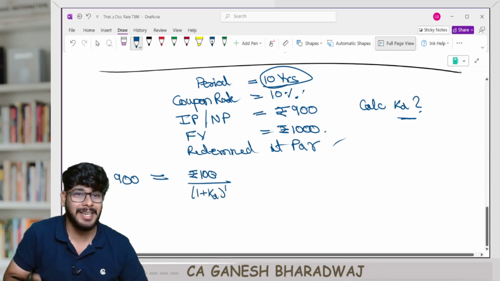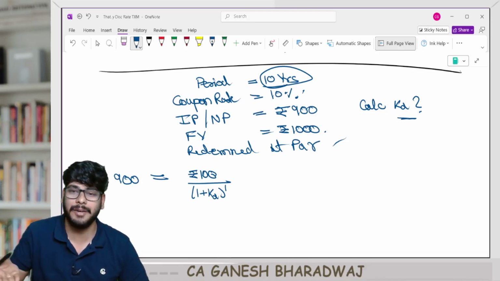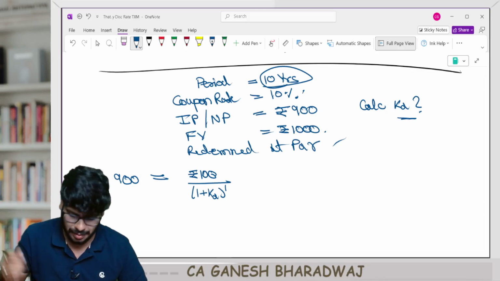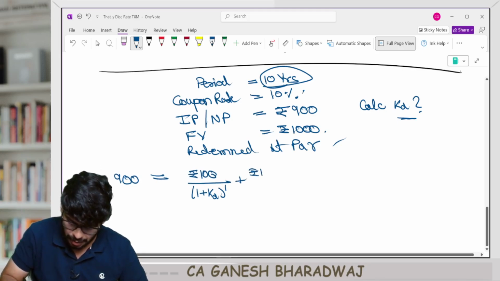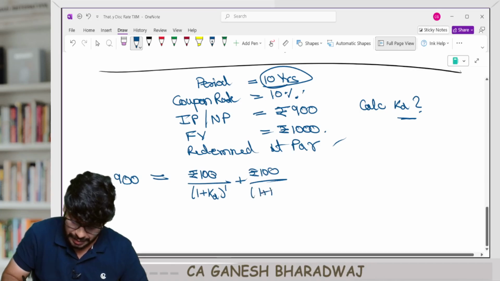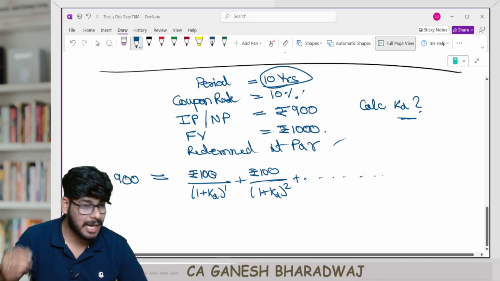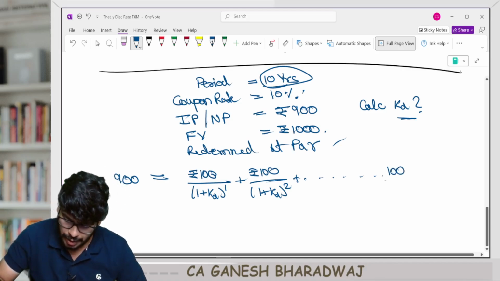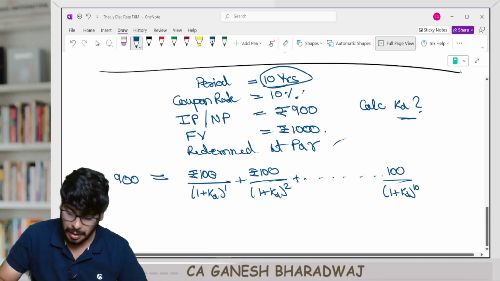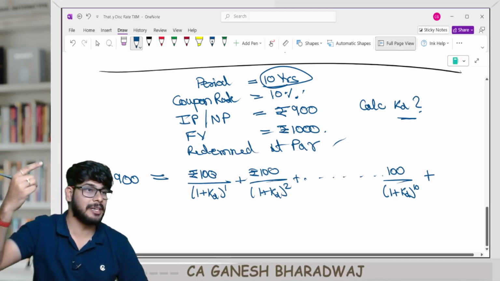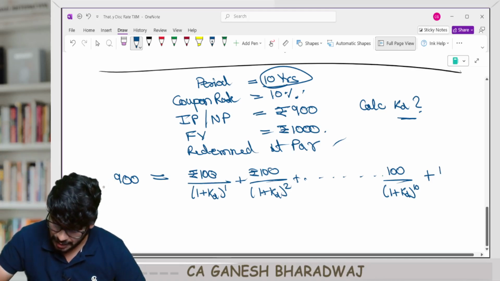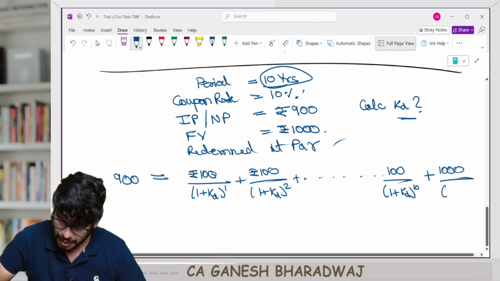Why am I using kd? R is nothing but kd. In this case, your discount rate for debentures is called kd. Correct? Plus rupees 100 divided by 1 plus kd to the power 2, plus so on it goes. And in the last year, you will be having what? 100 divided by 1 plus kd to the power 10, plus the entire repayment. The principal also gets repaid. So plus 1000 divided by 1 plus kd to the power 10.